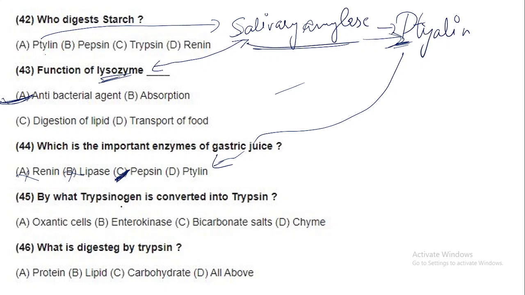By what is trypsinogen converted into trypsin? Trypsinogen, under the action of enterokinase, forms trypsin. Remember this. Oxyntic cells, no.